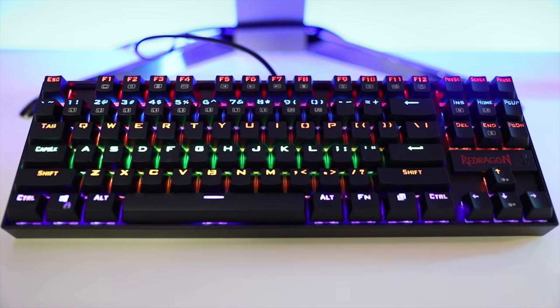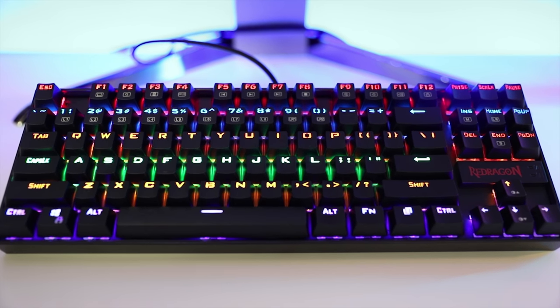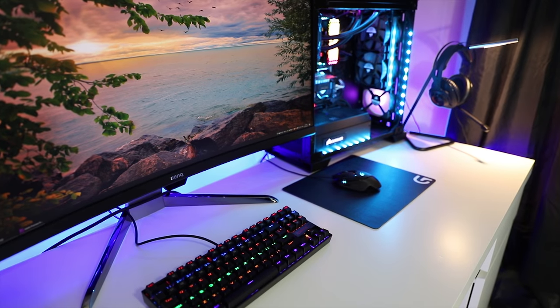So what about lighting? With so many backlit keyboards on the market today, how does this little K552 $30 keyboard compare? It turns out, it's actually really good. It's vibrant, it's bright, it's colorful, and it looks awesome sitting on your desk.